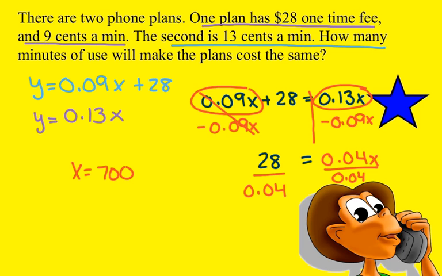But what does that mean? Well, that means it's going to take 700 minutes of talking on the phone for these plans to cost the same. Remember to always write your units.